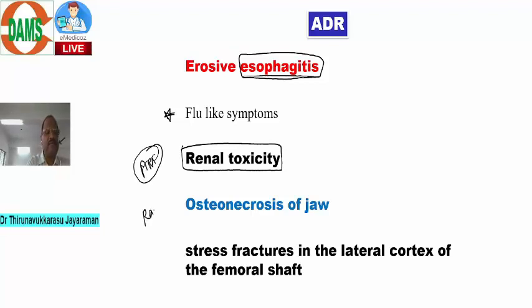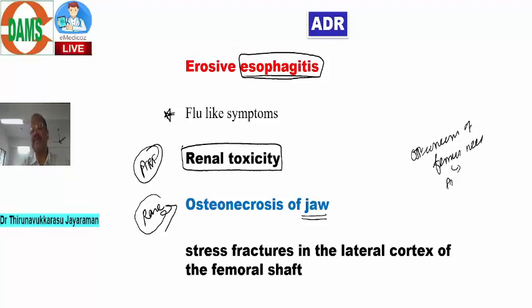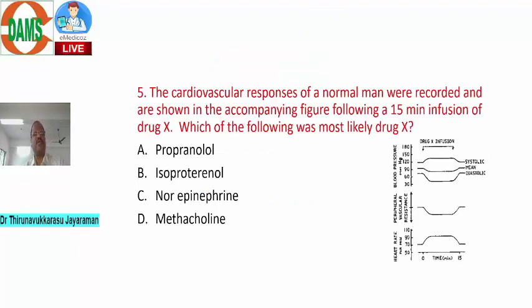Rarely, bisphosphonate may cause the adverse effect of osteonecrosis of the jaw, mandible. This is important. Look here. Osteonecrosis of the femur neck is an adverse effect of steroids, corticosteroids, whereas osteonecrosis of the jaw, the so-called mandible, is the main thing of bisphosphonate. And rarely, bisphosphonate also has a risk of causing stress fracture in the lateral cortex of the femoral shaft. Rare possibility. Okay. Next question.